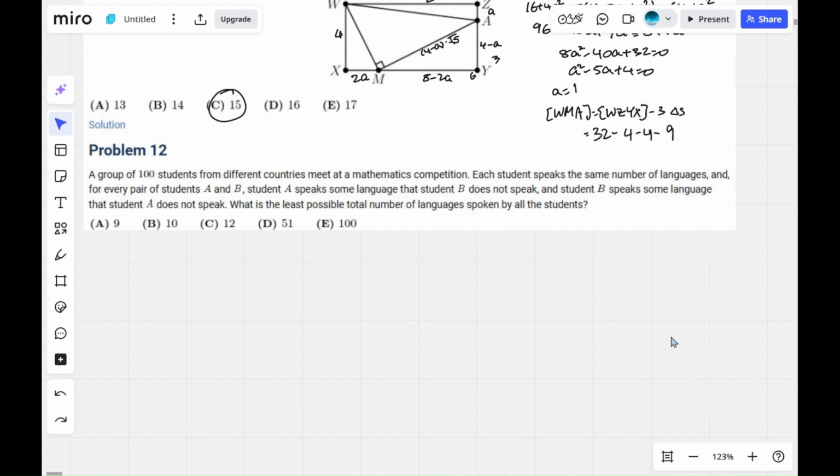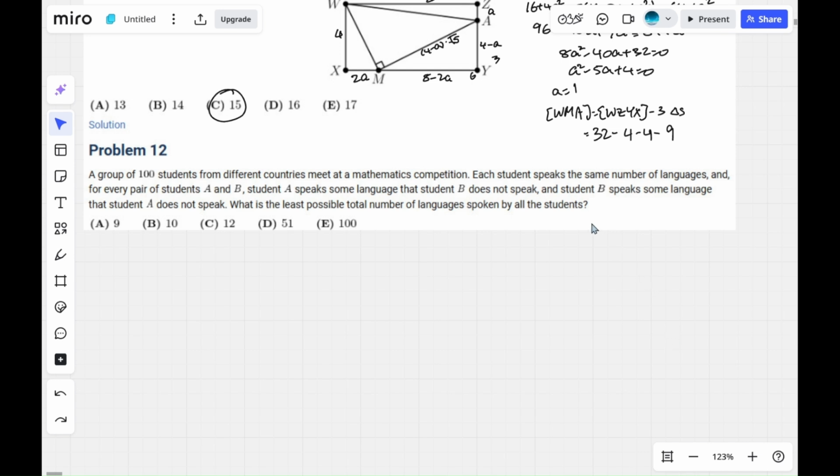Okay, so for question 12, a group of 100 students from different countries meet at a mathematics competition. Each student speaks the same number of languages, and for every pair of students A and B, student A speaks some language that student B does not speak, and student B speaks some language that student A does not speak. What is the least total number of languages spoken by all the students?